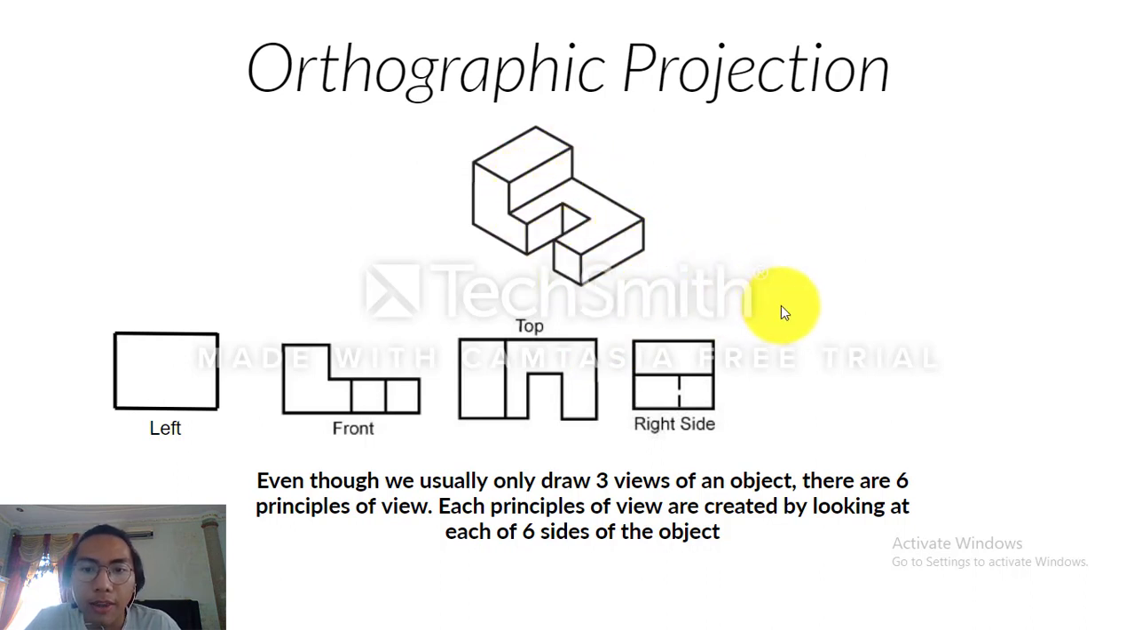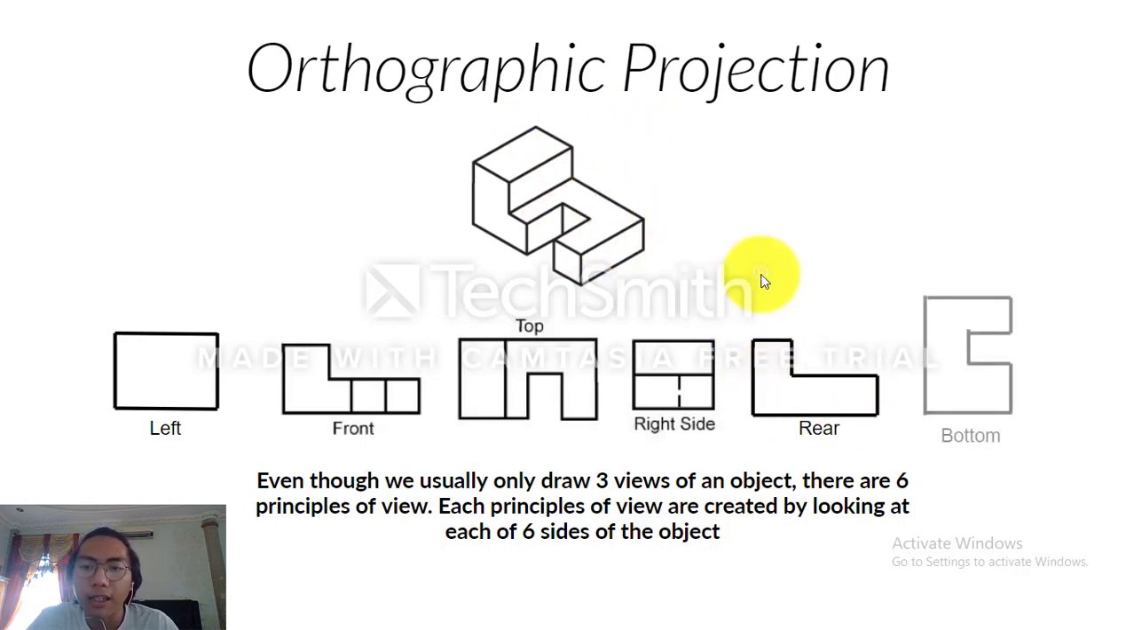And then the rear side, which means the back, it will be more like this. This one will be here, and then the letter L will be here in the rear, and then the last one is the bottom. So what most likely is in the bottom is like this.